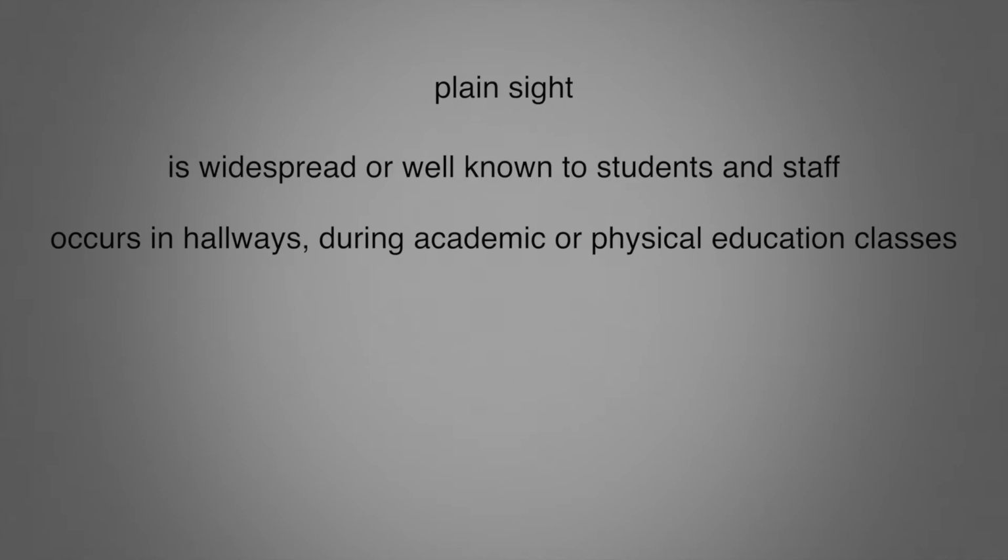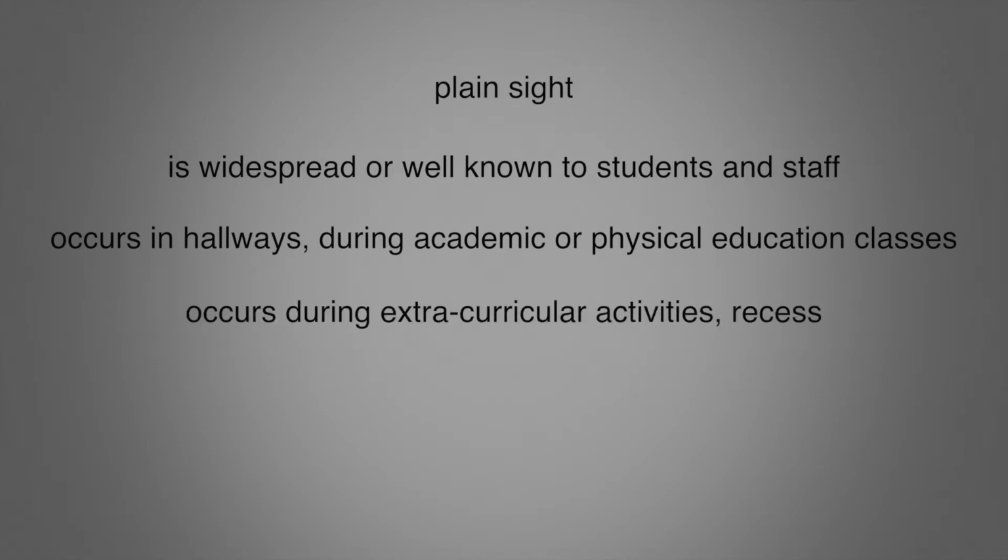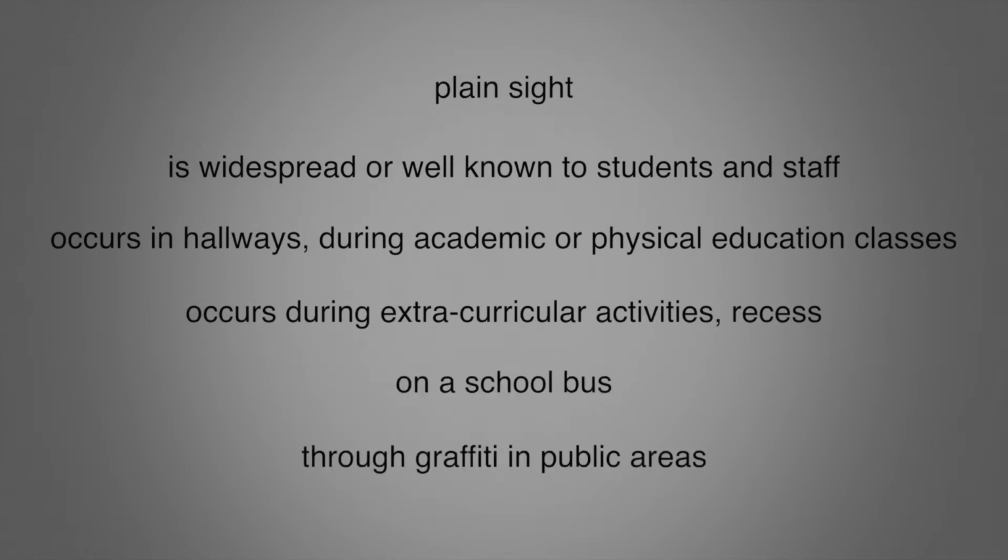School districts are responsible to stop harassment and bullying if they know or should have known about the behavior. The Office of Civil Rights has stated that a school is sufficiently placed on notice of harassing behavior where the harassment occurs in plain sight, is widespread or well known to students and staff, occurs in the hallway during academic or physical education classes, occurs during extracurricular activities, recess, and on a school bus, or through graffiti in public areas.